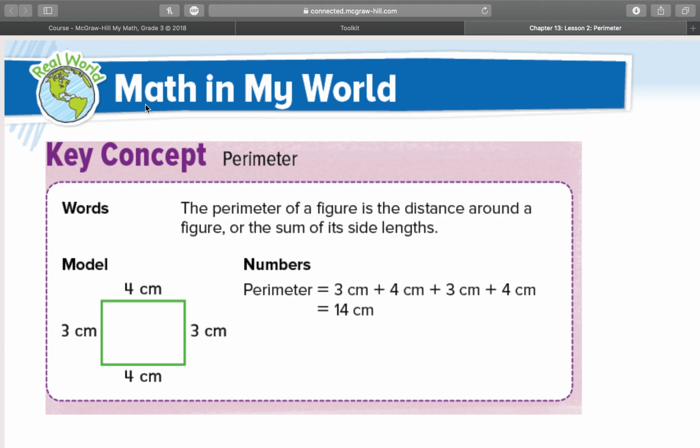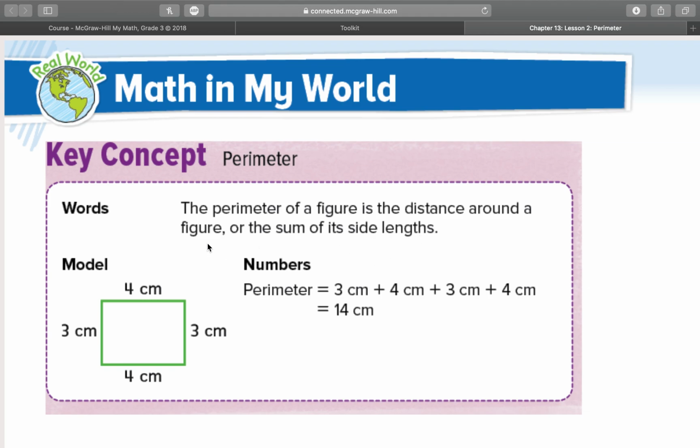Okay, what we're going to talk about today is something called perimeter. Perimeter has to do with a shape. So right here, I see a rectangle. It has 4 centimeters this way, 3 centimeters this way, 4 centimeters here, and 3 centimeters here. The definition of perimeter is the distance around a figure, or the sum of its side lengths.